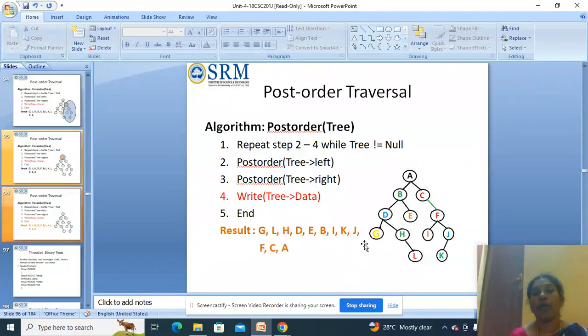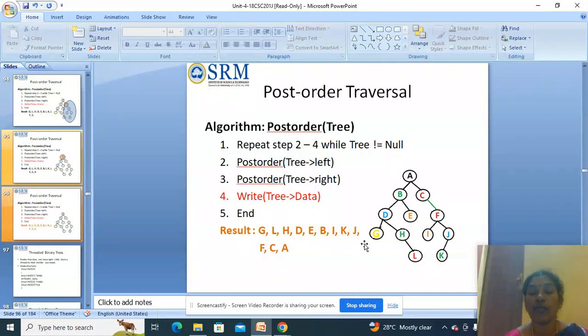So this is about the three types of tree traversal. Tree traversal means we have to visit all the nodes of the tree exactly one time. We have three types of tree traversal: in-order traversal, pre-order traversal, and post-order traversal. In-order means we visit the tree in the order of left, node, and right. First visit the left subtree, then visit the node, which is nothing but the root node, and next visit the right subtree. That is in-order traversal.